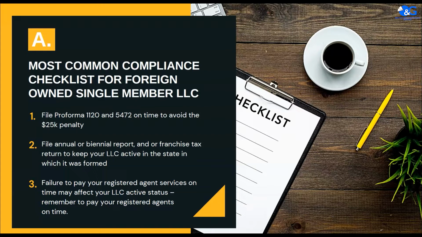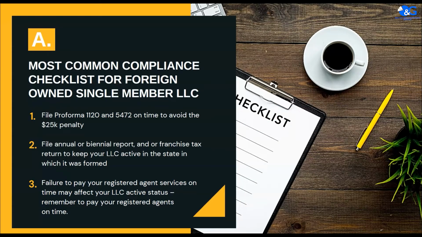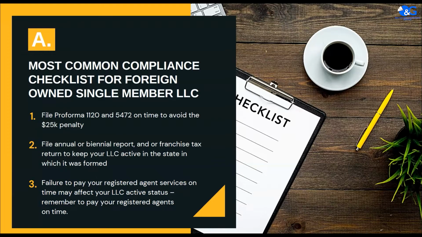So for example, if you're considered to be engaged in U.S. trade or business, and the LLC is owned by a foreign person or a non-resident alien, then you use a 1040-NR to report that effectively connected income. If the LLC is owned by a foreign corporation, then you will use a 1120-F to report the effectively connected income that you have. But this three-item checklist assumes that you're not considered to be engaged in U.S. trade or business, and really all that you have to do is this one.